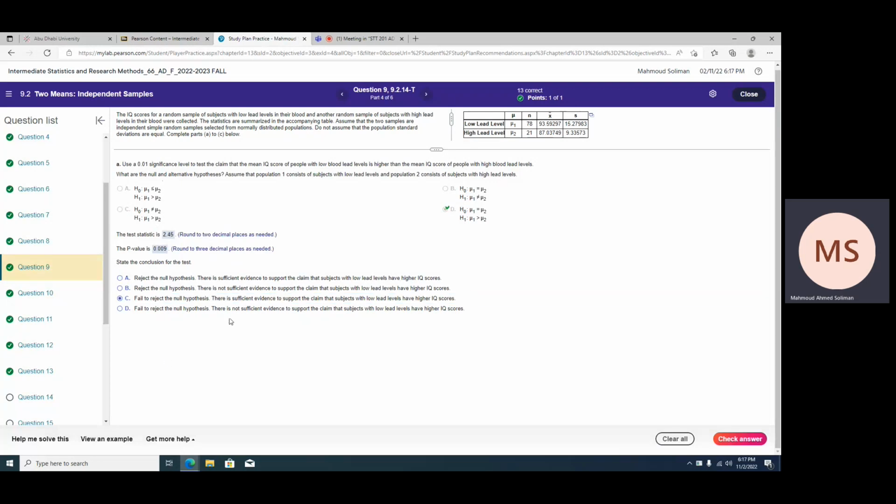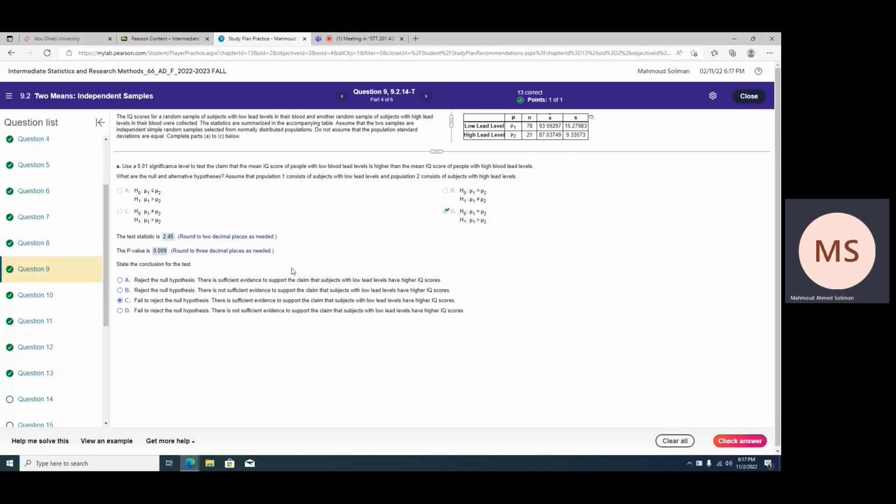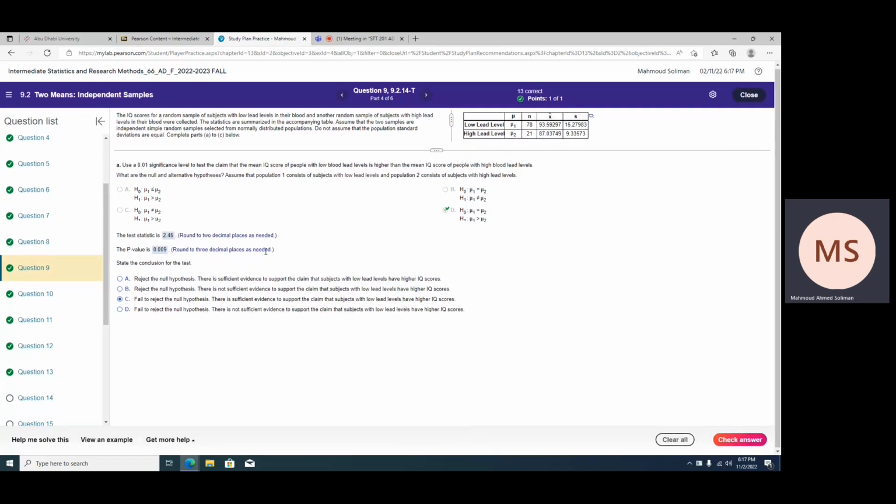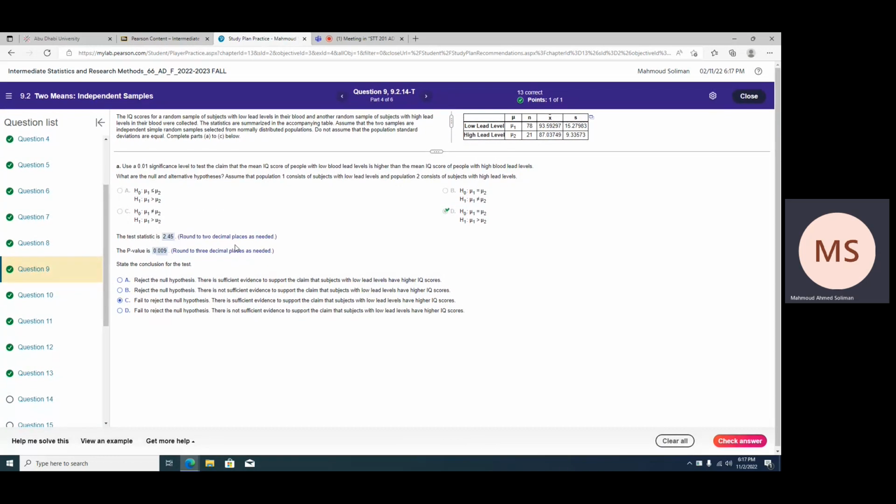No, wait. It says there is sufficient. Wait, there is no D. D. Wait, so maybe we rejected. 0.009 is rounded to 0.01, so they will become the same. Put D. Or B. Wait, fail to reject is not sufficient.